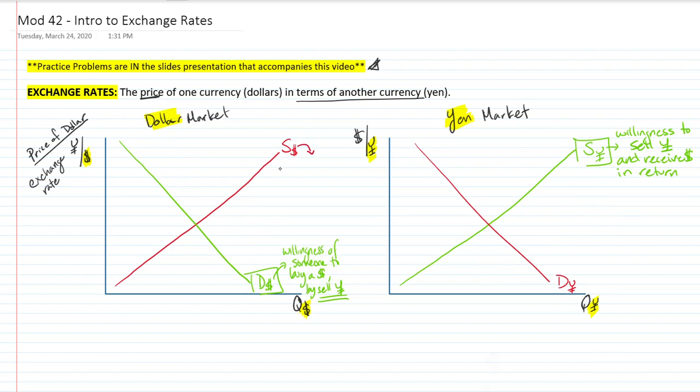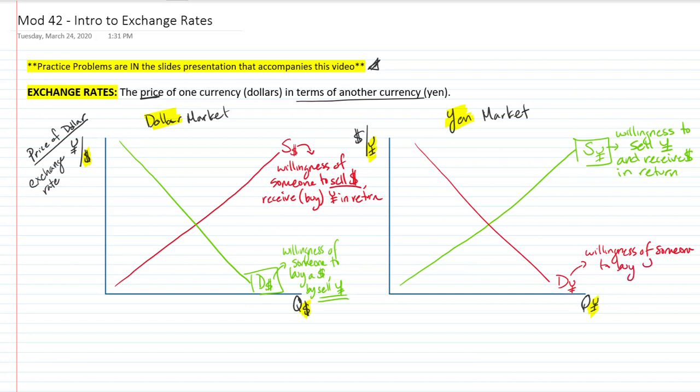The supply of dollars is the willingness of someone to sell dollars, but in terms of selling dollars, they are going to receive or buy yen in return. And the idea of buying yen is, of course, the demand for yen, right? This is the willingness of someone to buy yen. And in this case, because it's a yen versus dollar market, it's their willingness to buy yen and their willingness to sell dollars. Because in this market, the only way to buy yen is to sell dollars. Right? Therefore, the supply of dollars has to be equivalent to the demand for yen.